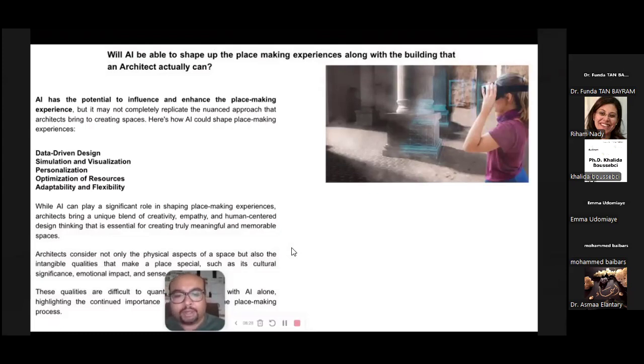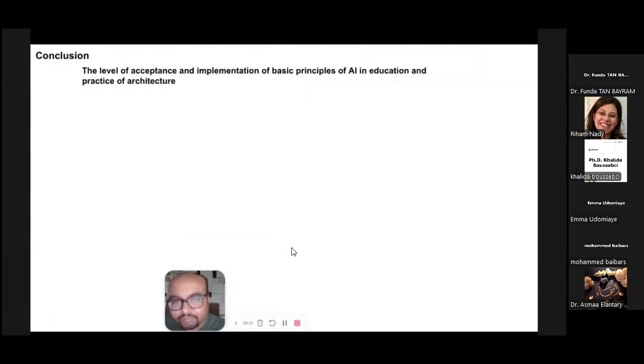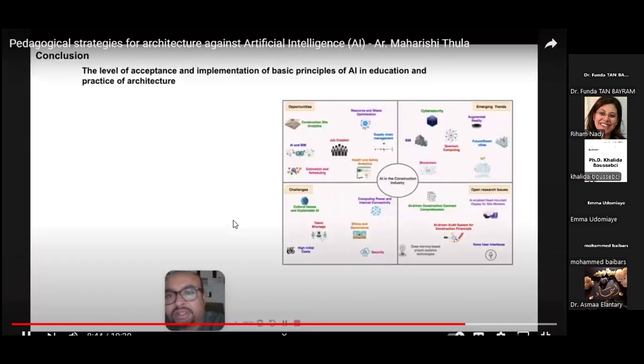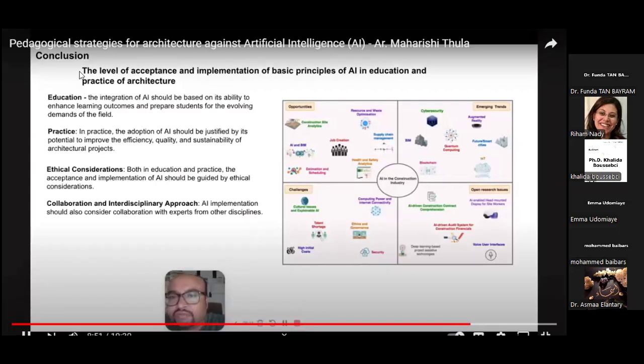So the conclusion of this overall analysis is based upon the level of acceptance and implementation of the basic principles of AI in the education and practice of architecture. In terms of education, the most important thing is its ability to enhance learning outcomes and to prepare students for evolving demands. And in practice, it should be justified by its potential to improve efficiency, quality, and sustainability. So overall, it should be integrated as part of both education and practice.